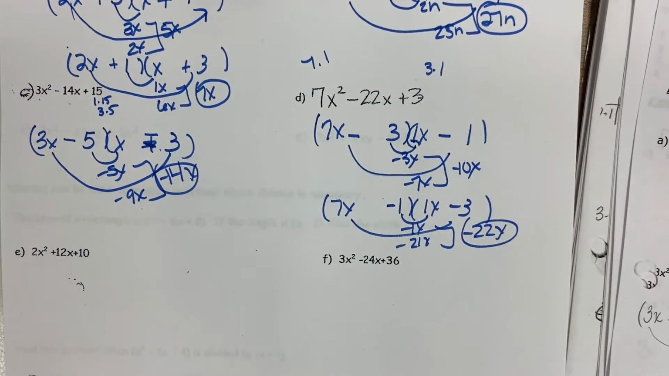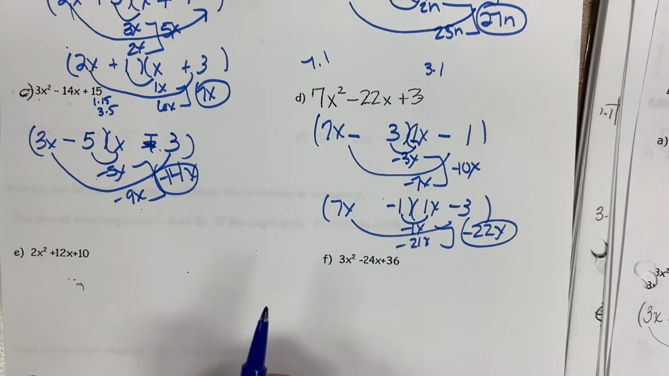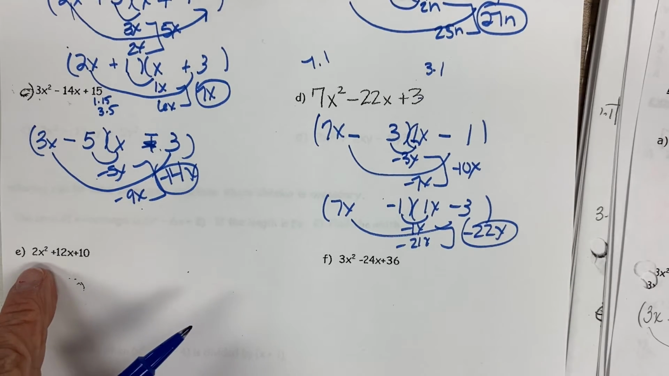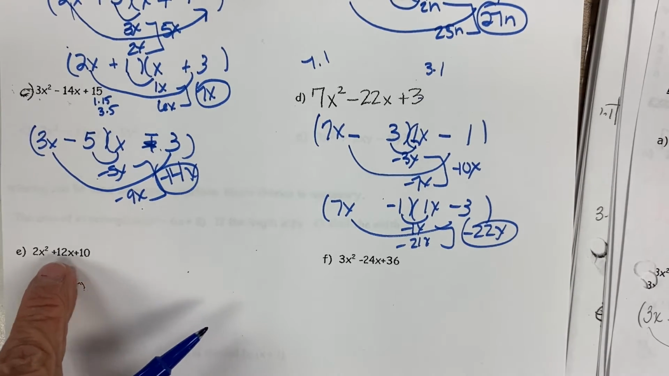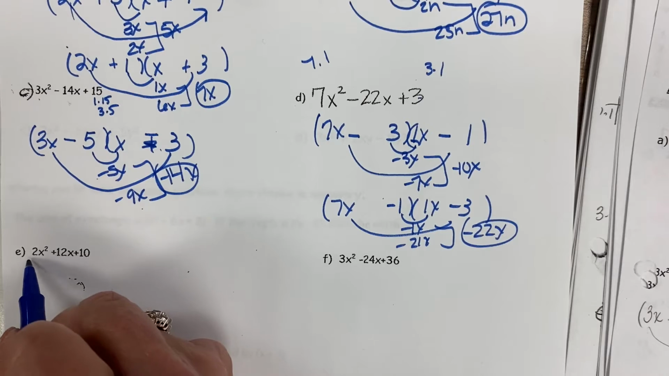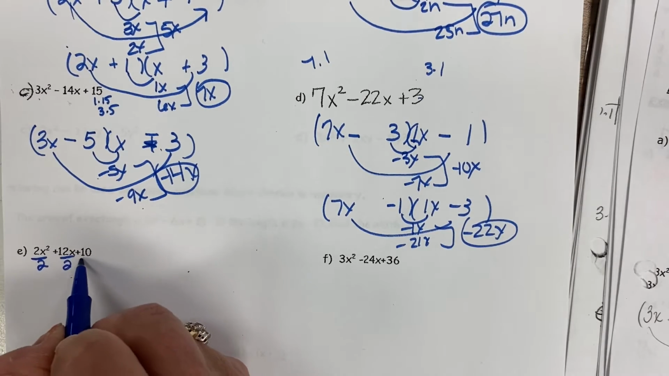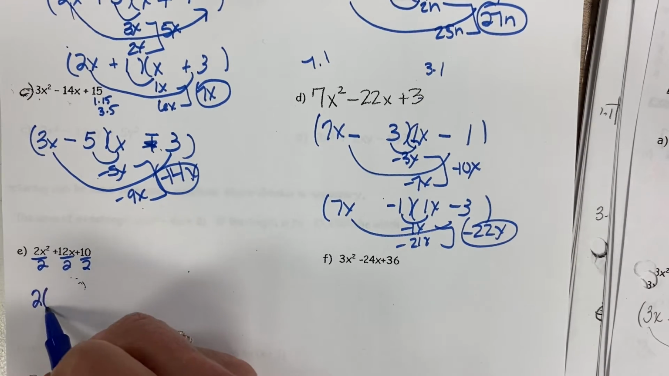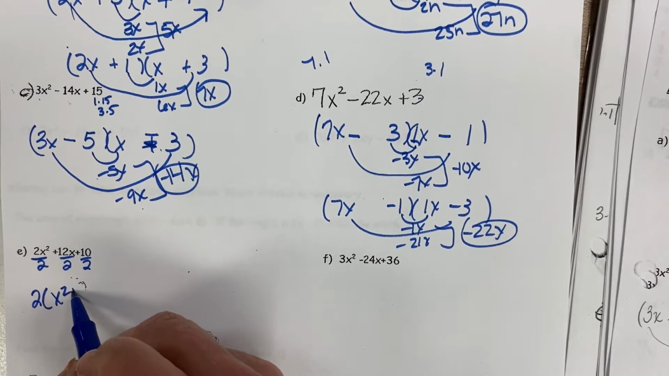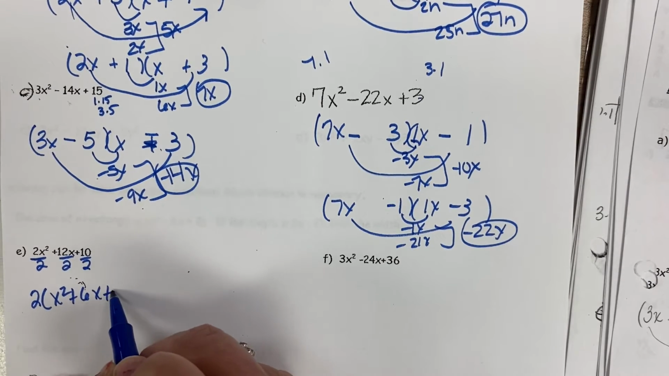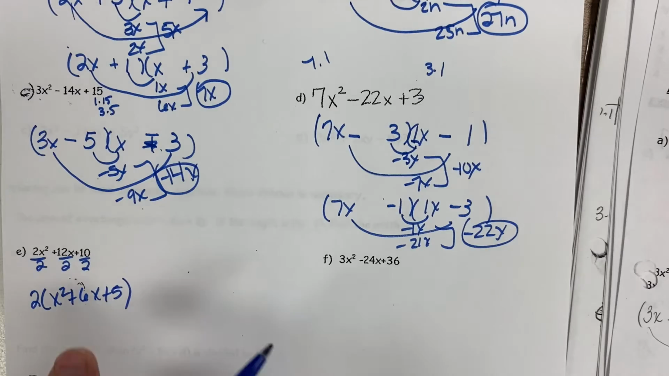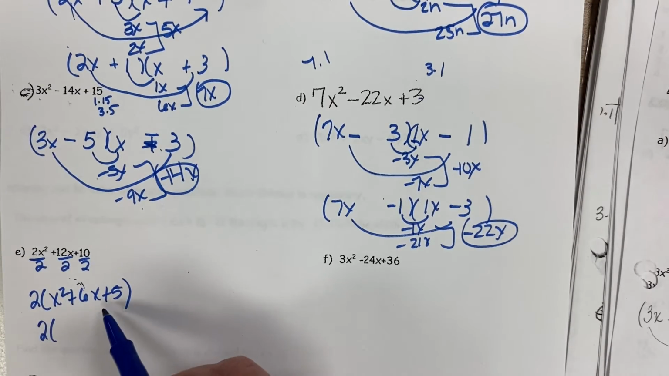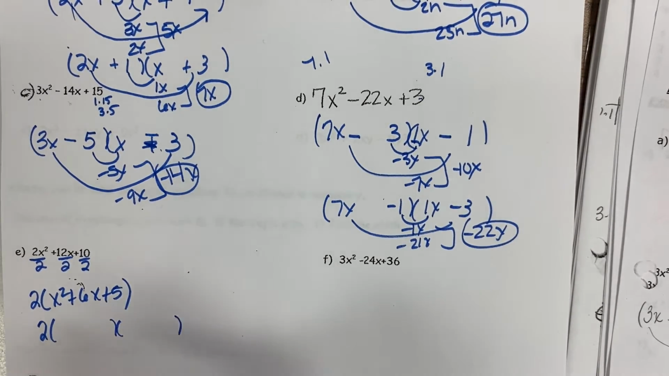All right, looking at letter E, first thing I check for is to see if they have a greatest common factor. The greatest common factor between 2, 12, and 10 is going to be 2. So I'm going to pull out a 2. When I do that, I'm left with x squared plus 6x plus 5. Now I can factor this trinomial right here. This tells me the signs are going to be the same and they're both going to be positive.